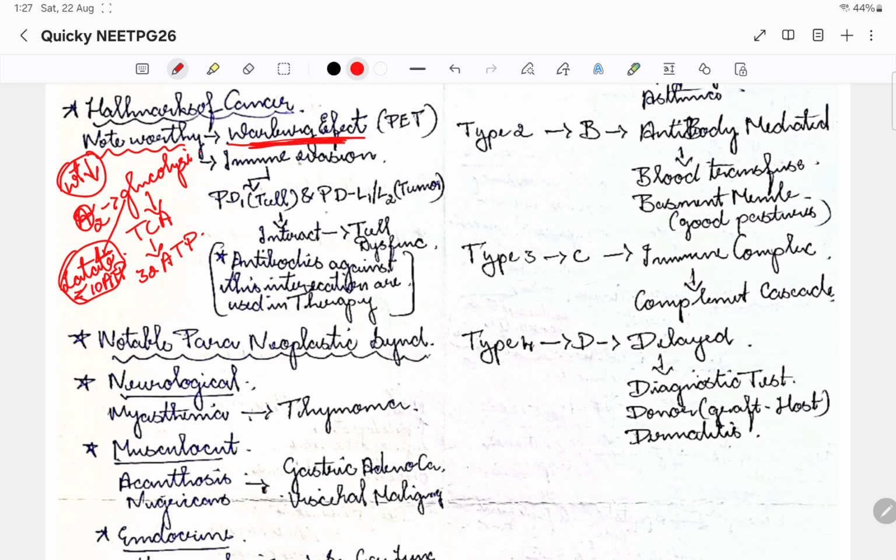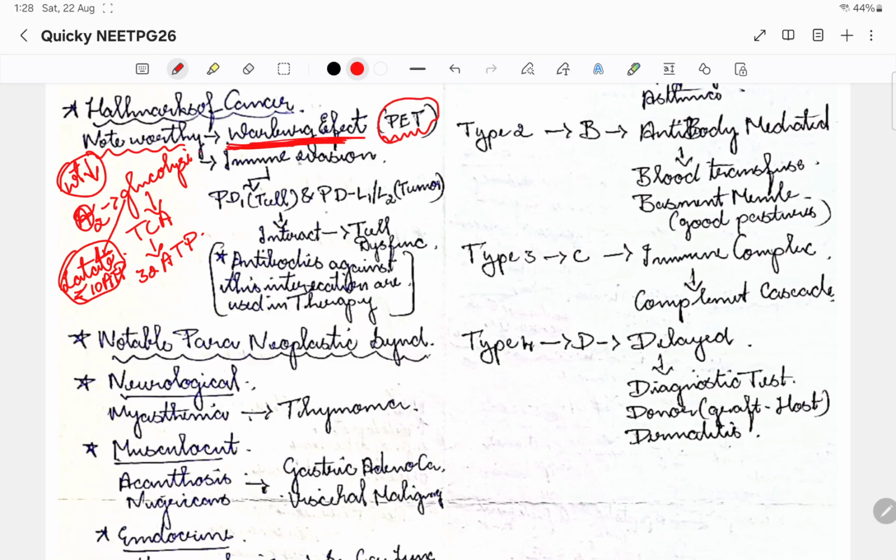In cancers, mainly the weight loss is happening because glycolysis is not undergoing the TCA cycle, rather it is undergoing the anaerobic pathway, that is lactate formation. So that is why more glucose is required in cancer patients, which will lead to weight loss. Remember that. And this effect is known as the Warburg effect. This is the main thing that is used in PET scans.